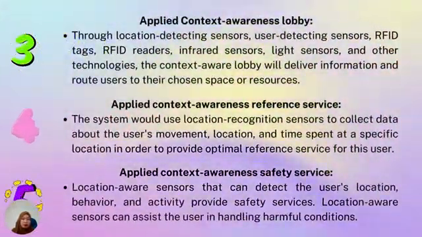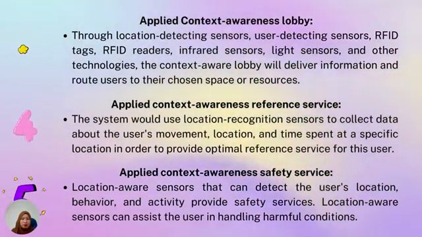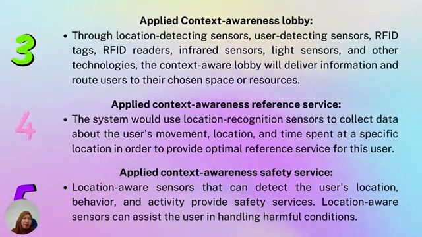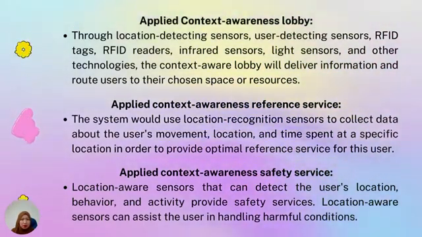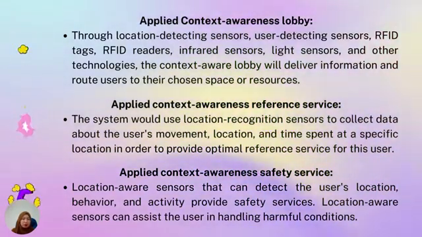Number three, apply context awareness lobby. Through location detecting sensor, user detecting sensor, RFID tag, RFID reader, infrared sensor, light sensor, and other technology, the context-aware lobby will deliver information and route the user to the chosen space or resources.